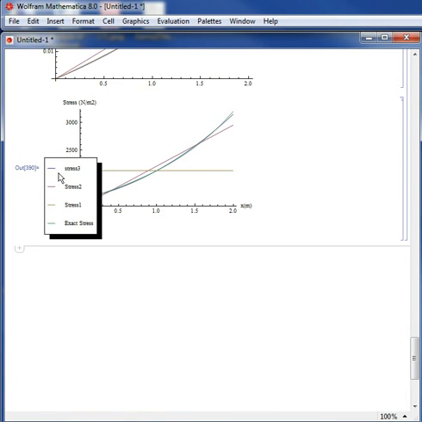Okay, so there it is. The green is the exact. This color is when I used the first approximation for the displacement. This is when I used the second approximation for the displacement, and the blue is when I used the third approximation for the displacement.